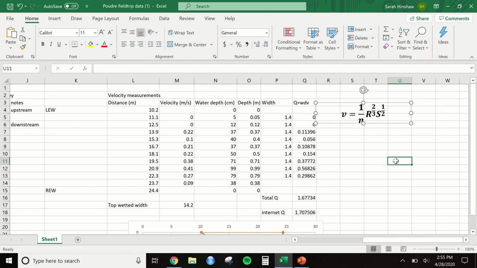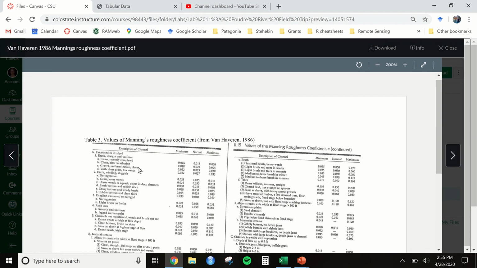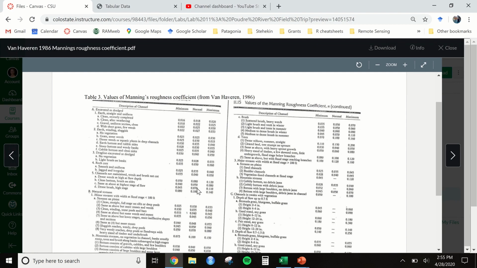for that roughness. We have velocity that we measured, and we have the slope. We have the hydraulic radius. So what we can do is back calculate our Manning's roughness coefficient and then compare that to what we get in the handout from Canvas, which is this Van Haveren.